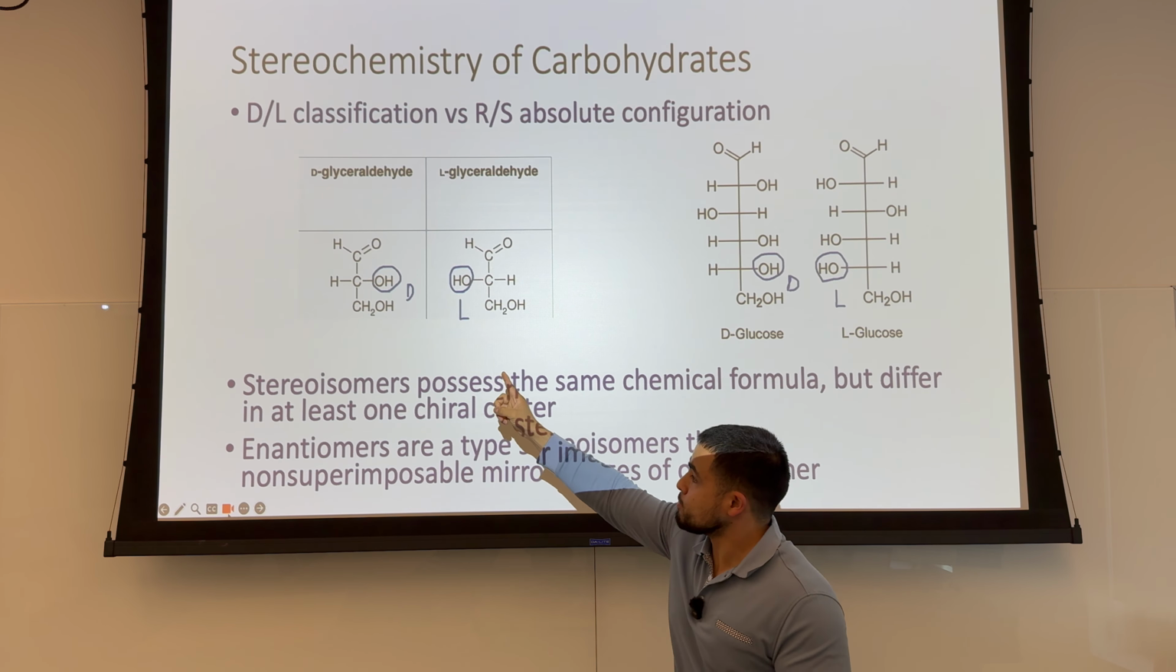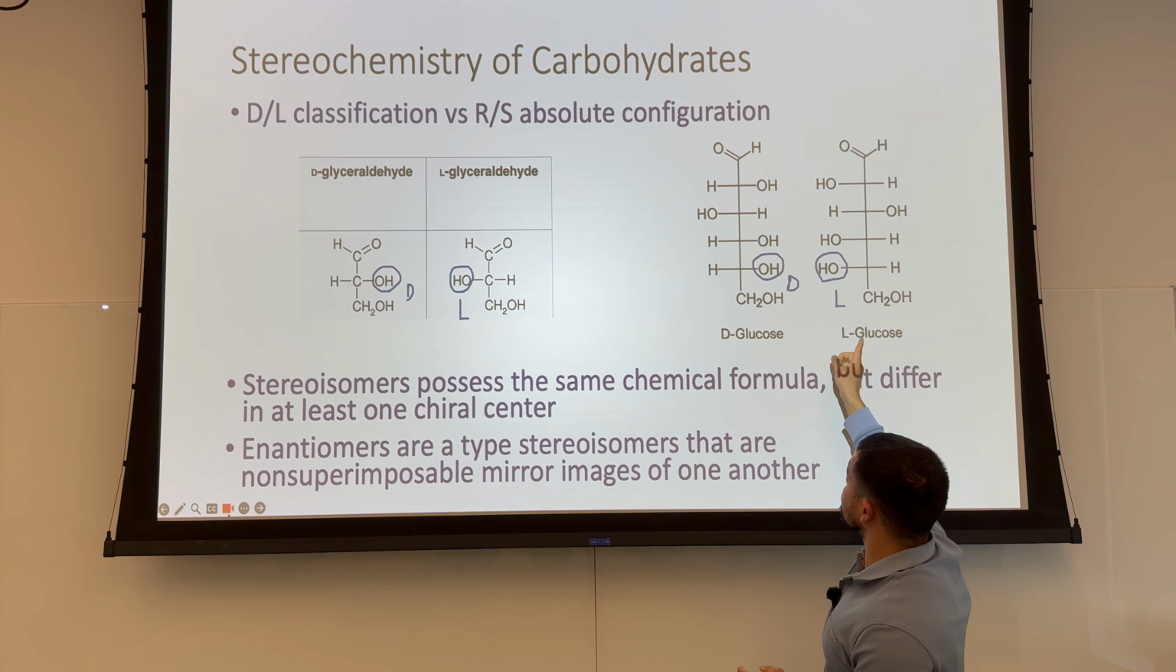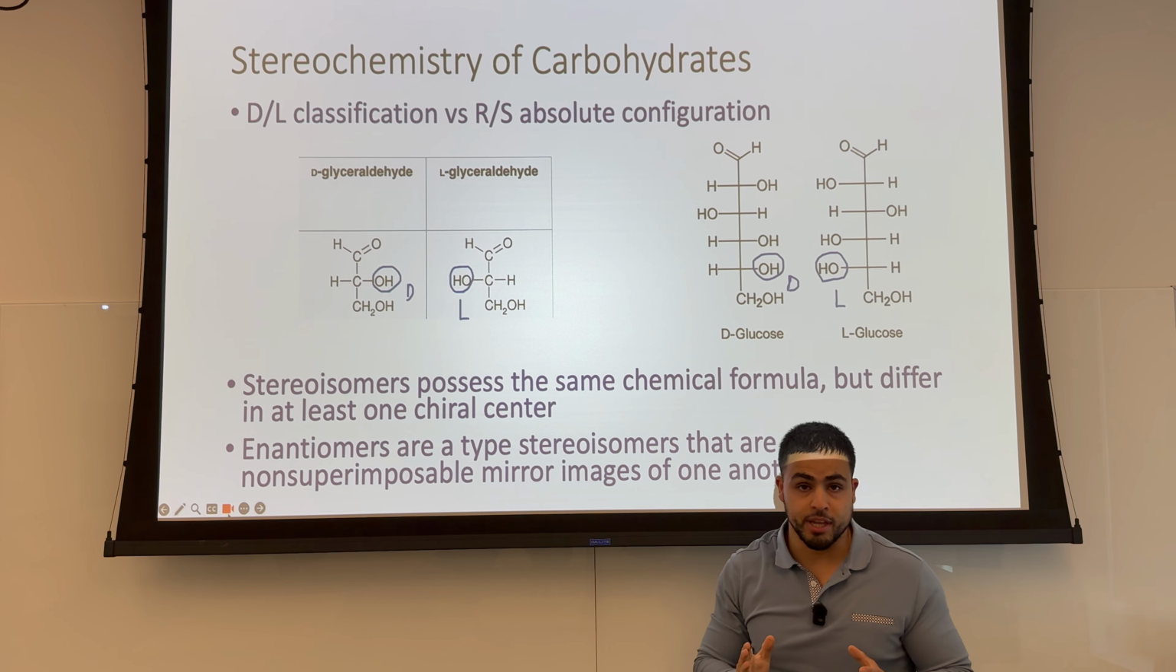So let's move on to glucose over here and see how we can identify that. Well, here again, you're going to look all the way to the bottom, so you count all the way until you reach your very last chiral center, which is this one, and you check if the OH is to the right or to the left, and you follow the same rule over there.